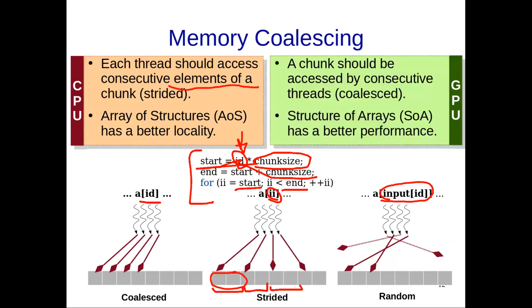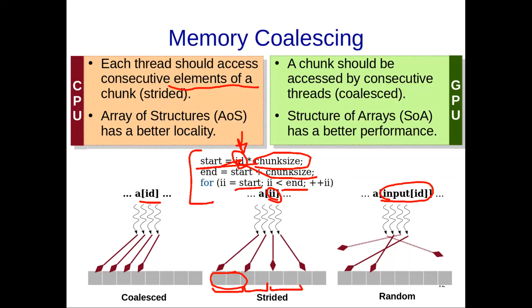In contrast, on the GPU, we say that the chunk should be accessed by consecutive threads, right? And that means that I should not have field 1 and field 2 together in the structure. I should have field 1 of i followed by field 1 of i plus 1. I should not have field 1 of i followed by field 2 of i. I should have field 1 of i and then field 1 of i plus 1, then i plus 2, then i plus 3, all of these put together, and then I should have field 2 of i, then field 2 of i plus 1, field 2 of i plus 2, like that.